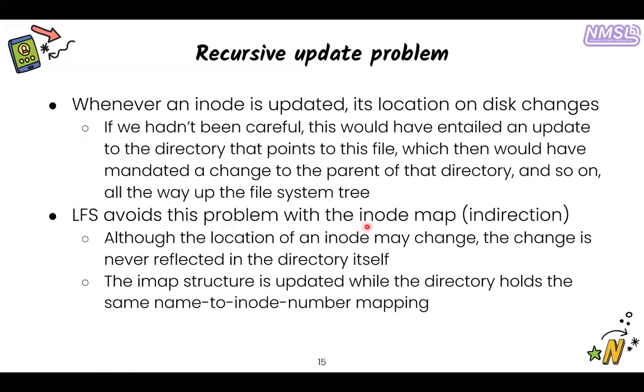However, because we have an inode map, we have an indirection here, and we can avoid this problem. Although the location of an inode might change, this change is never reflected in the directory itself. The IMAP structure is updated while the directory holds the same name to inode number mapping. Because we have that map, we don't need these recursive updates.